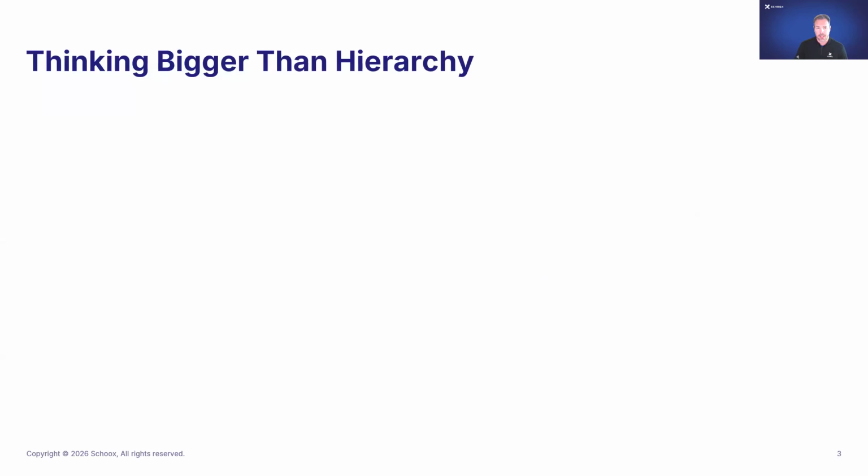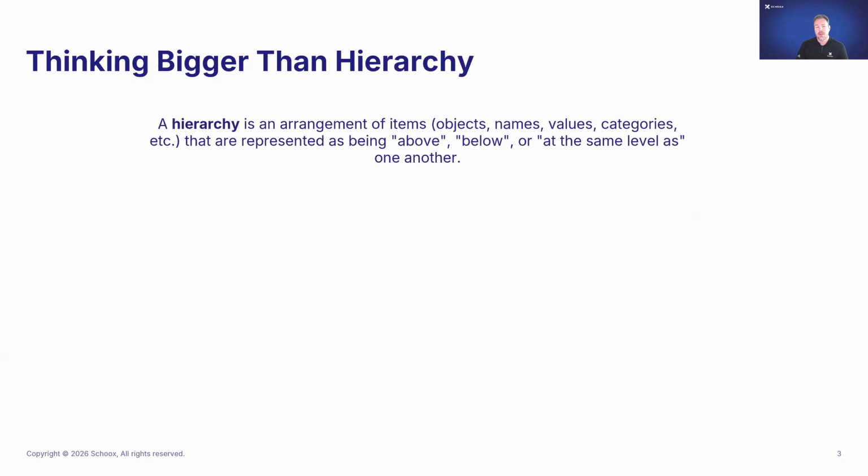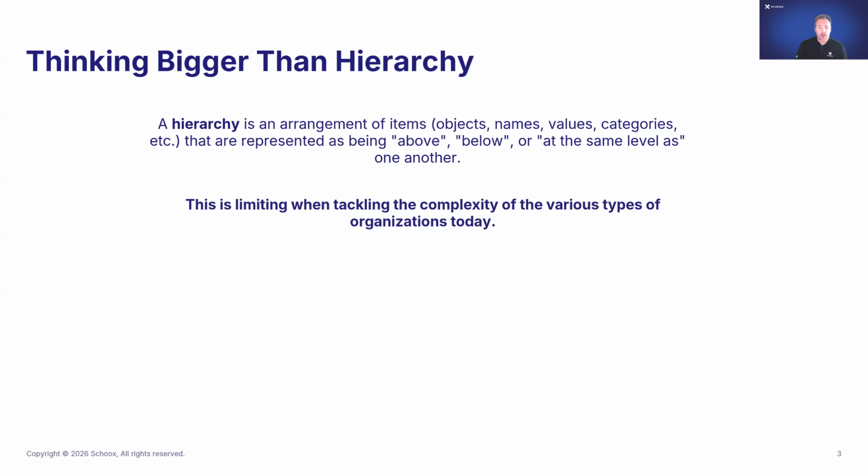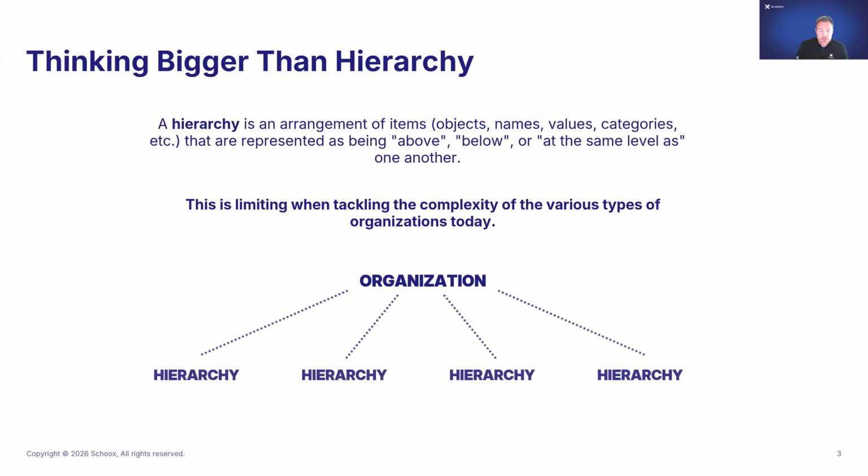We have to think bigger than hierarchy as we look at this. If you look at how hierarchy is defined, arrangement of items, names, values, objects that are above, below, and same level as another. So that adjacent mindset of everything is under one single hierarchy doesn't really work. It actually limits you. So we wanted to think about it as tackling these more complex orgs. What if I have a series of hierarchies that work together to really build out my organization? And then I can tap into any piece of those today. So as we look at it, organization is right at the top, and it filters right down to different hierarchies that all together form that structure.